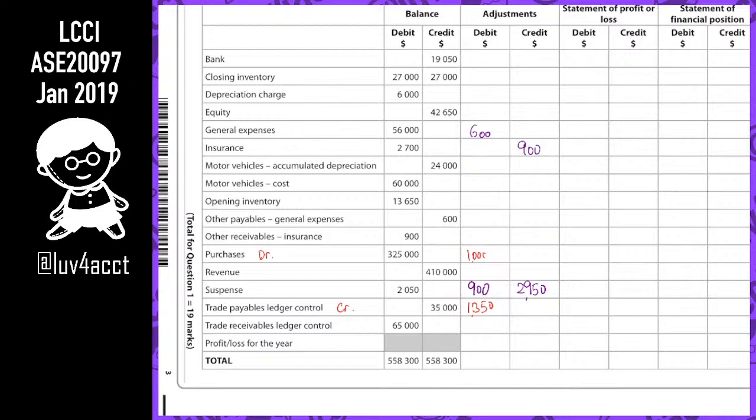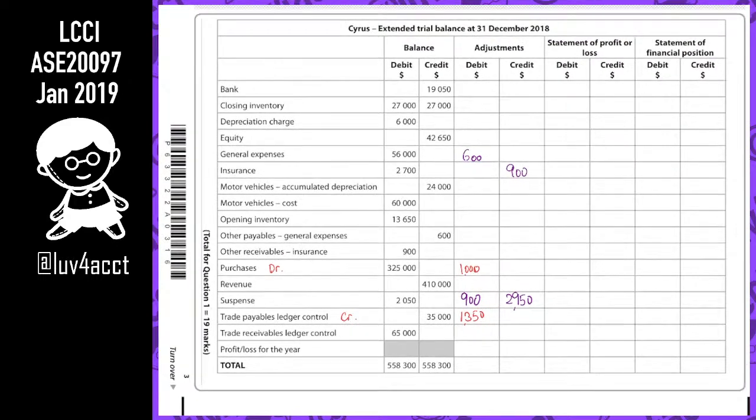Let's see if we can get rid of the suspense. Yes, suspense is gone. 900 and 2950. Yes, gone. And let's balance. Give the total: 3850, 900.